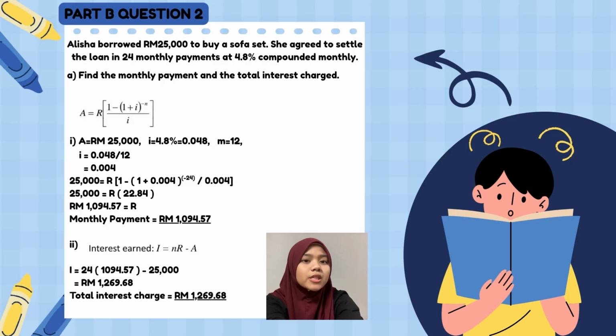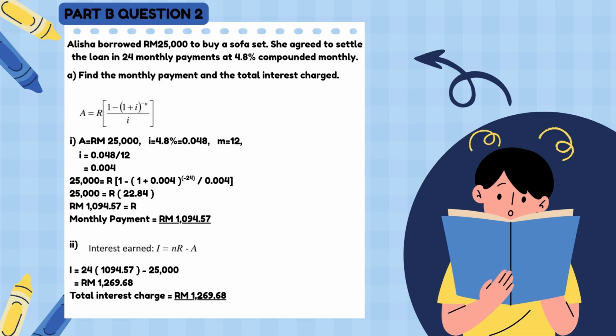Next is interest earned. So the formula for interest earned is I equals to N times R minus A. So the final answer for the interest that she earned is RM 1,269.68.